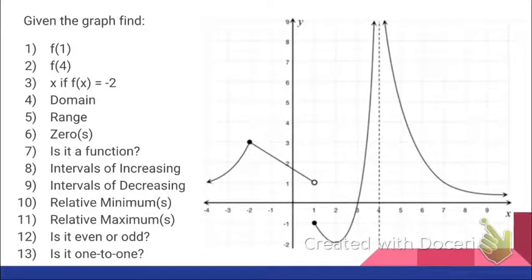So again, f of 1 is asking what's the y value when x is 1. So we have some discontinuity going on here. If we look at when x equals 1, there's an open circle and a closed circle. So that means we're going to go with the closed circle. So y is, if you plugged in 1 into this function, you would get -1.